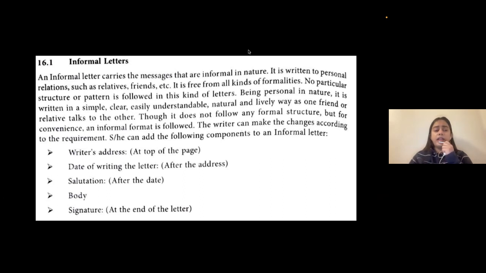First comes your address, the writer's address, at the top. The format follows the left margin, so we are going to strictly follow the left margin. In your exam, you can also make a box for writing a letter. We'll begin with writing the writer's address. Then comes the date when the letter is being written. Then comes the salutation after the date, and finally the body and signature of the letter.